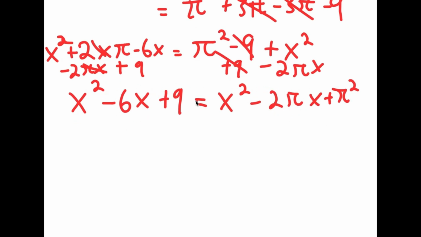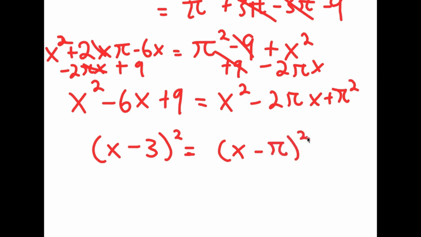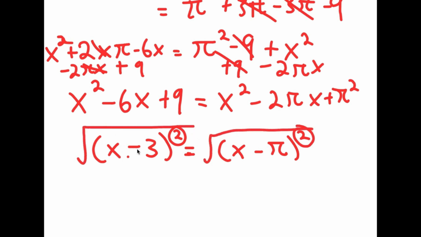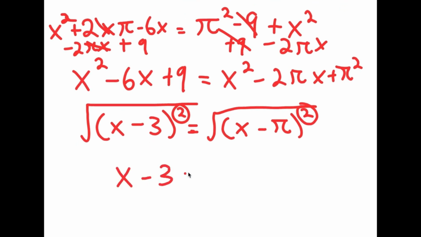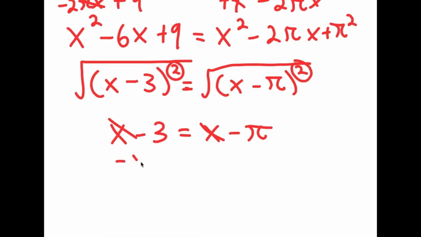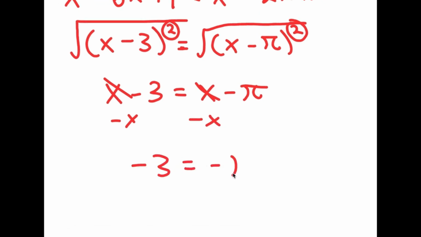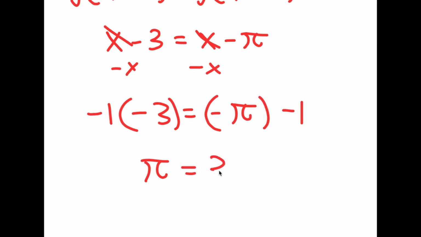Now, x squared minus 6x plus 9 factors into x minus 3 squared. And x squared minus 2 pi x plus pi squared is the same thing as x minus pi squared. So I have x minus 3 squared is equal to x minus pi squared. Now I want to cancel these two squares, so I'm going to take the square root on both sides. The square root of x minus 3 squared is x minus 3, and the square root of x minus pi squared is x minus pi. So I get x minus 3 is equal to x minus pi. Now I cancel these two x's out by subtracting x on both sides, so I get negative 3 is equal to negative pi. If I multiply both sides by negative 1, I get pi is equal to 3.